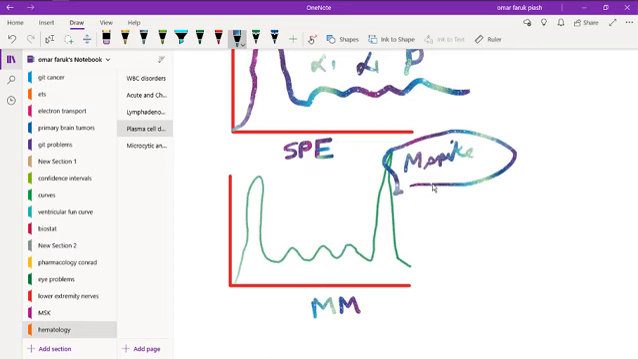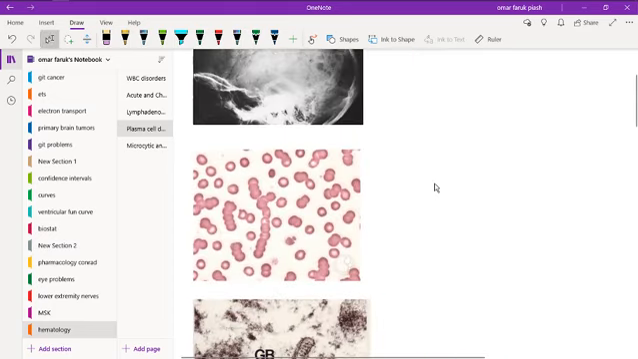And there is rouleau formation. This is the picture of the rouleau formation of RBC on blood smear. Increased serum protein decreases the charge between the RBCs.